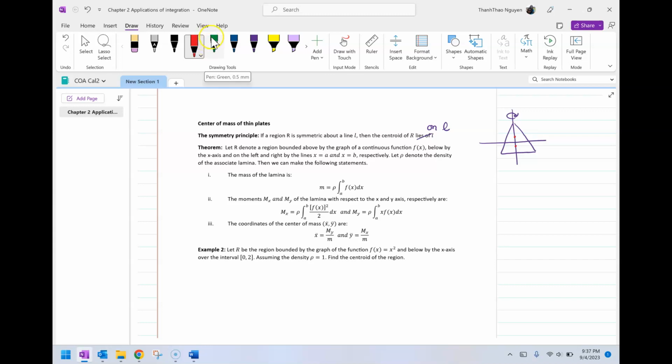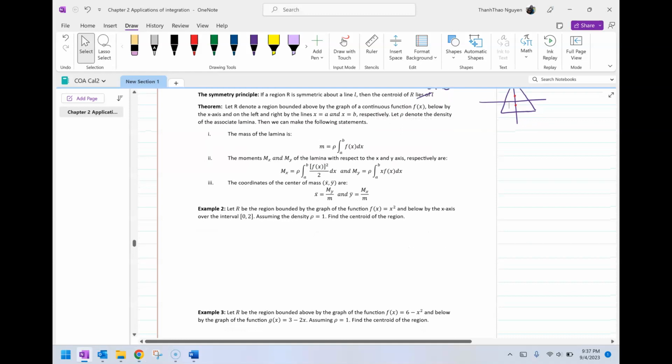The mass of the lamina equals rho times the integral from a to b of f of x dx. The moments Mx and My are also given by the formulas. And we can find the coordinates of the center of mass using the given formulas.